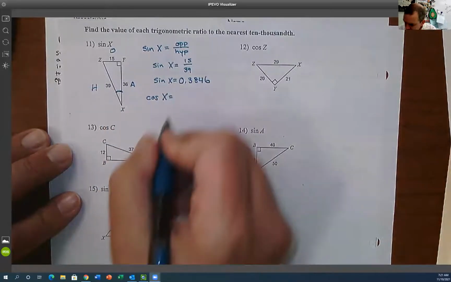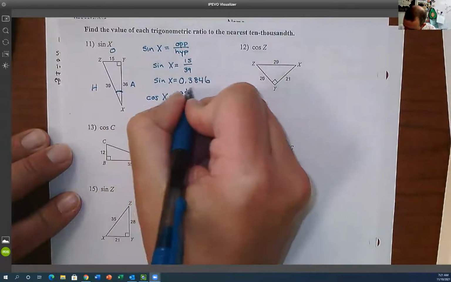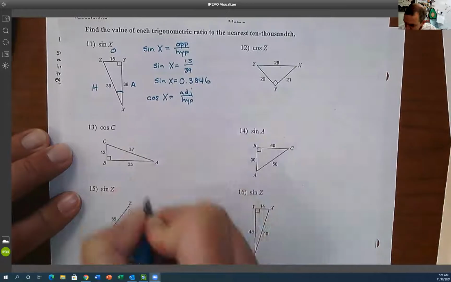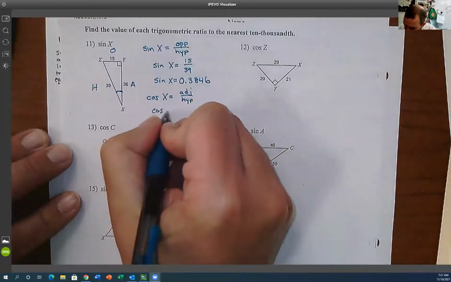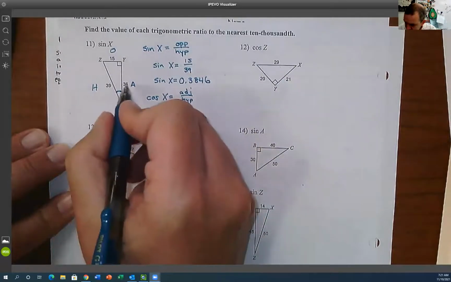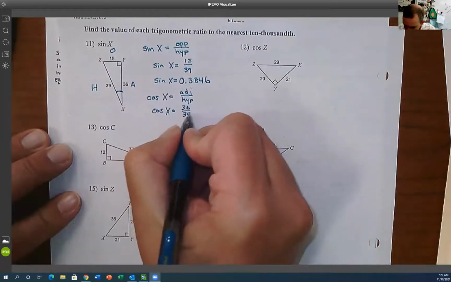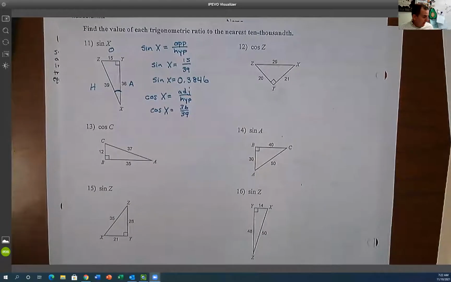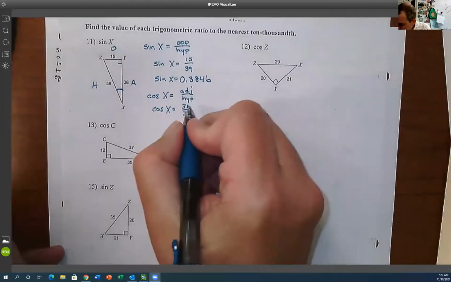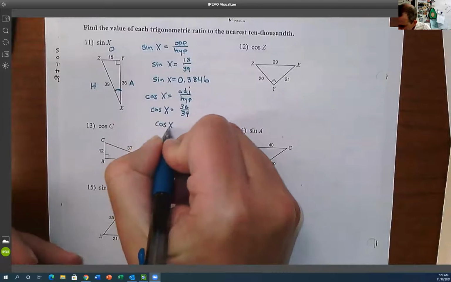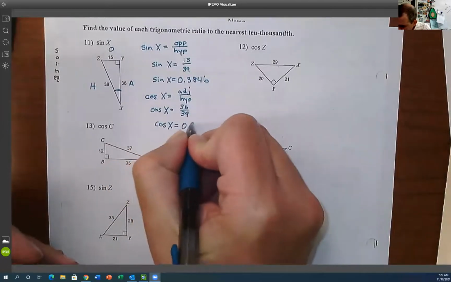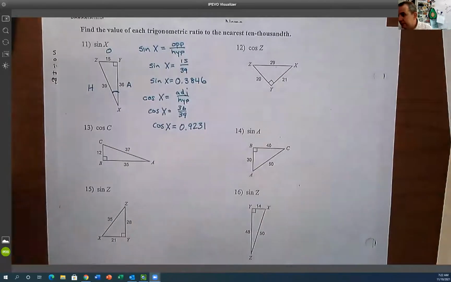If I wanted to figure out cosine of X, cosine is adjacent over hypotenuse. So in this case, cosine X is going to be the adjacent side 36 over the hypotenuse, so 36 over 39. And again, you're going to pick up your calculator, which I should have handy right here. We're going to do 36 out of 39, and we're going to find out that cosine of X is going to equal 0.9231.